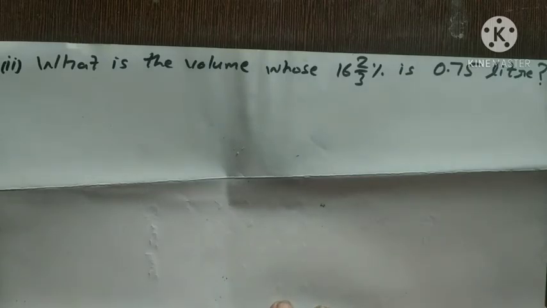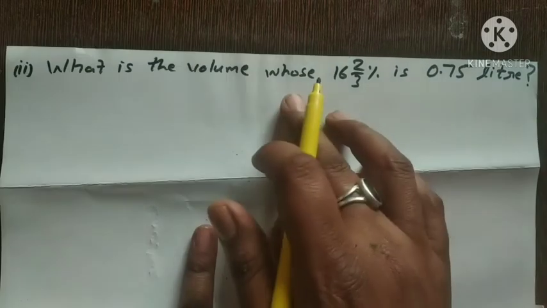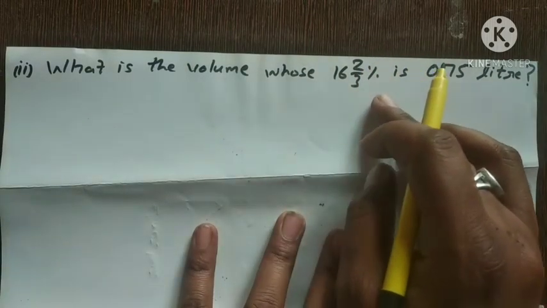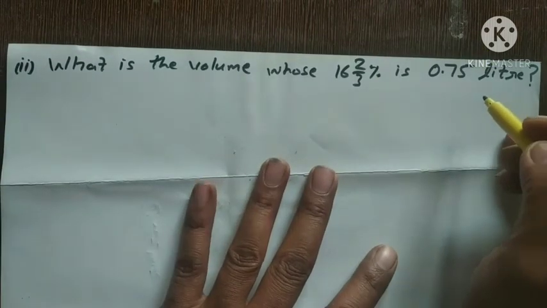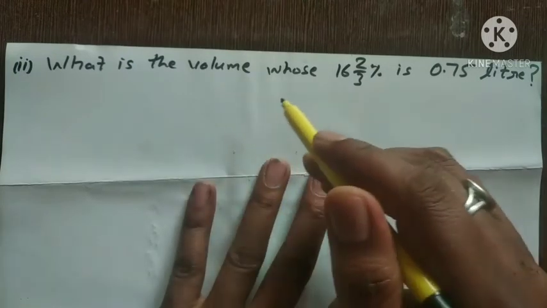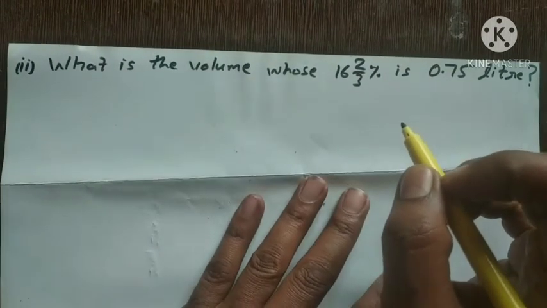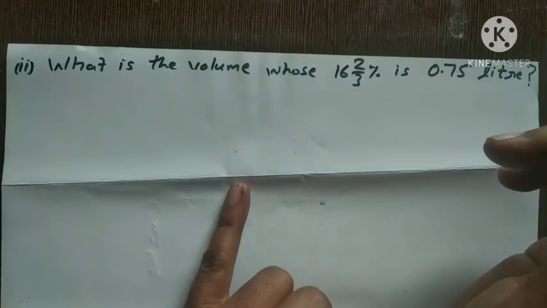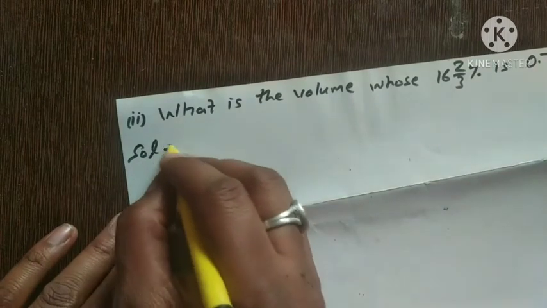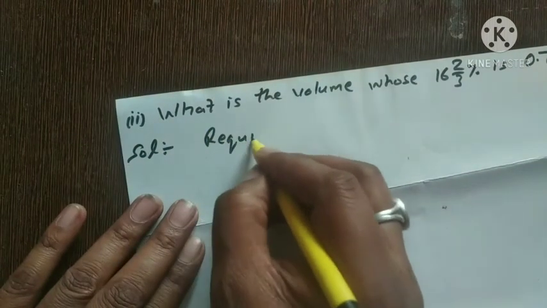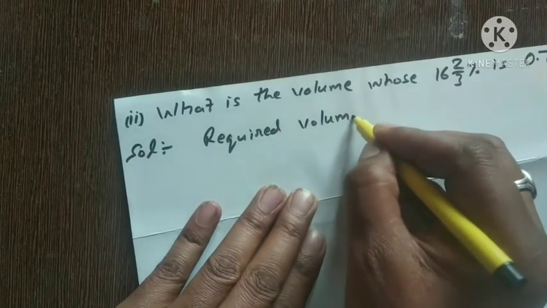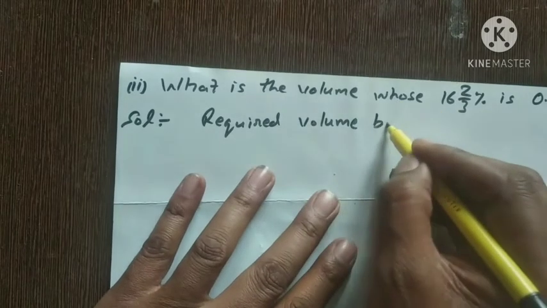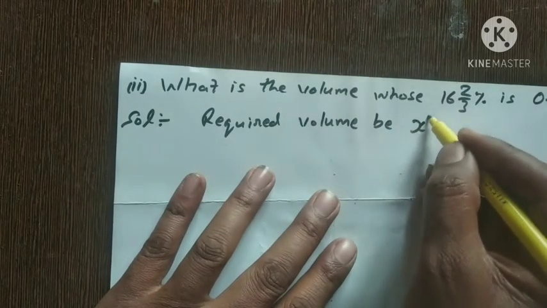Now dear student, the question is, what is the volume whose 16 and 2 by 3% is 0.75 liter? So we have to find the volume in this question. So we don't know the volume. So I will assume this volume some variable. So let us take that the required volume be x liter.